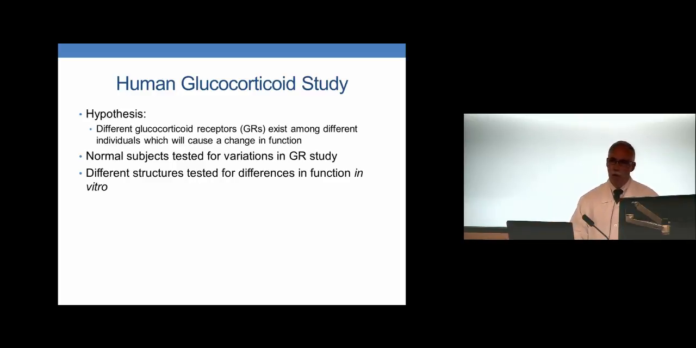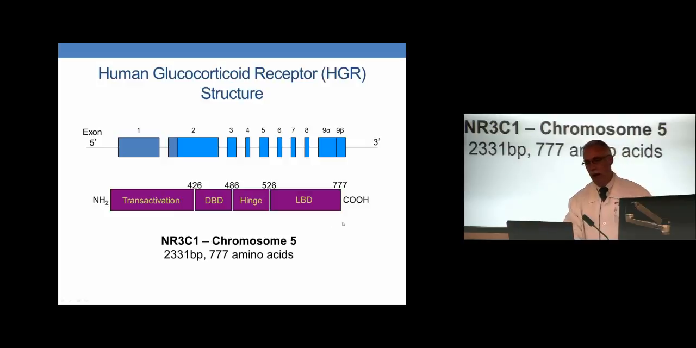So we hypothesize that people have different, basically, gene structures, and that maybe that's why they have a differential response to burns and trauma. And so, of course, we go ahead and do it. Now, I'm just going to, sorry about this, but the glucocorticoid gene is like this. It's got basically 9 exons.